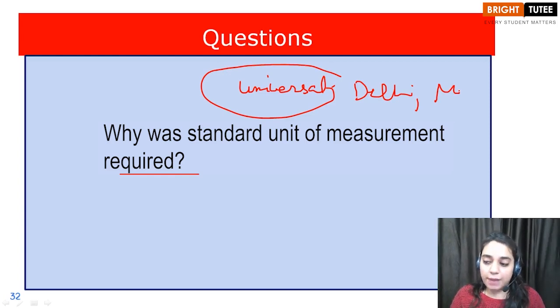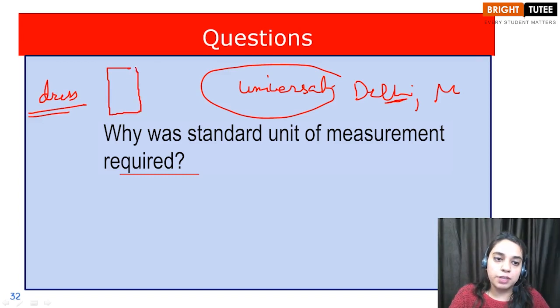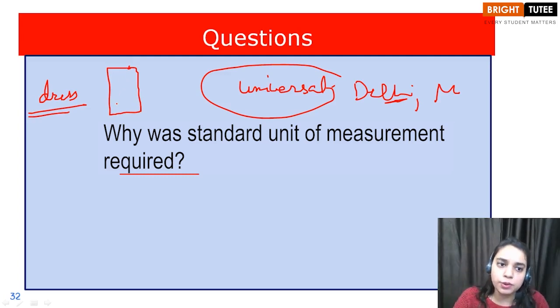Right children, why? Let's understand this with the help of an example. Suppose you want your dress to be altered, and you don't have any standard unit of measurement and you can't go to the tailor's shop. So you ask the tailor over the phone that you want your dress to be 2 hand span shorter.